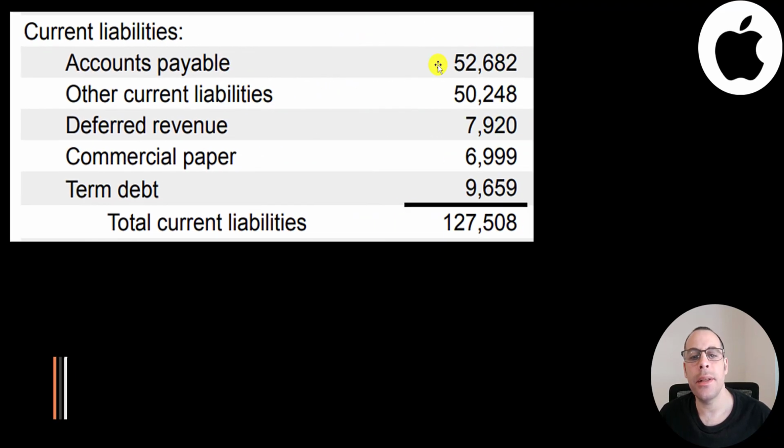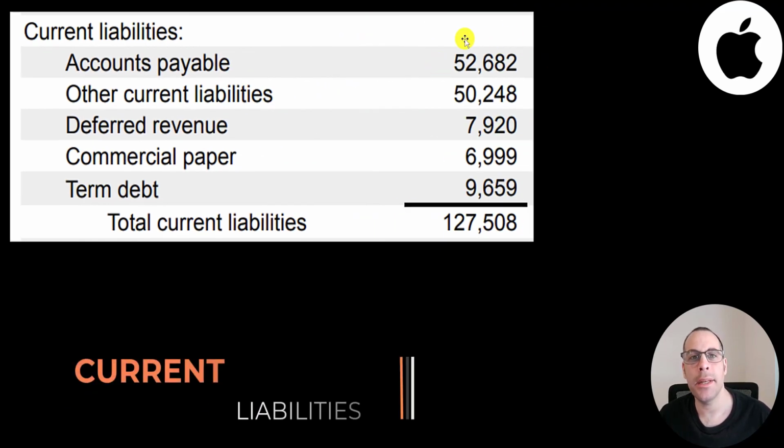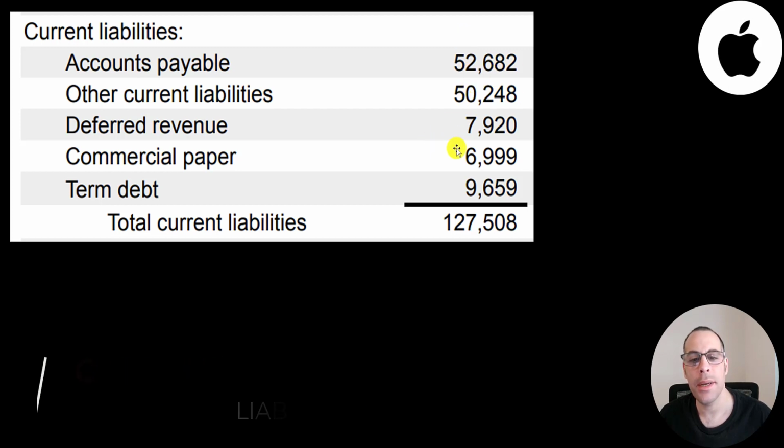Let's look at their current liabilities. 53 billion of accounts payable. This is how much money they owe their vendors. 50 billion of other. 8 billion of deferred revenue. Deferred revenue is when Apple gets paid for a product or service they're going to deliver in the future. 7 billion are commercial paper and 10 billion of debt.